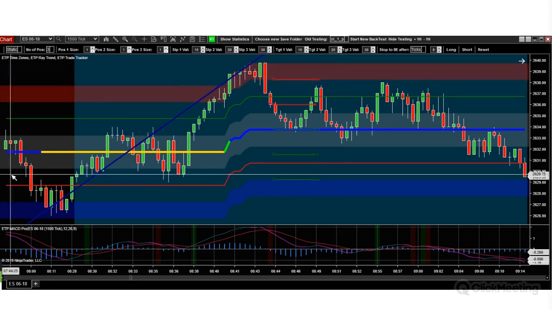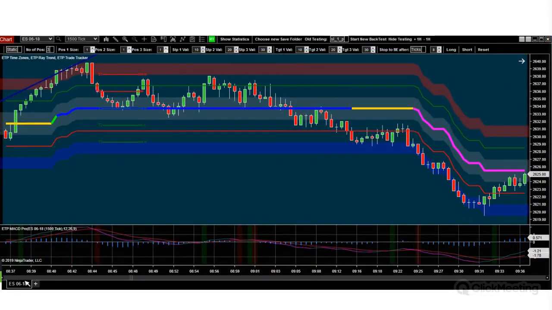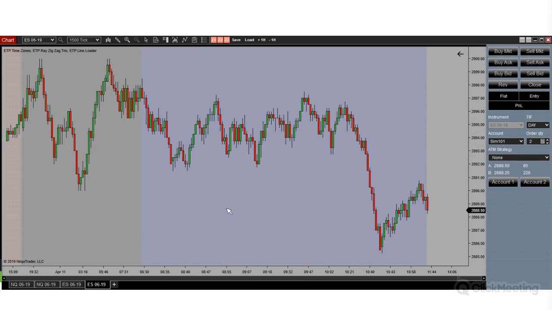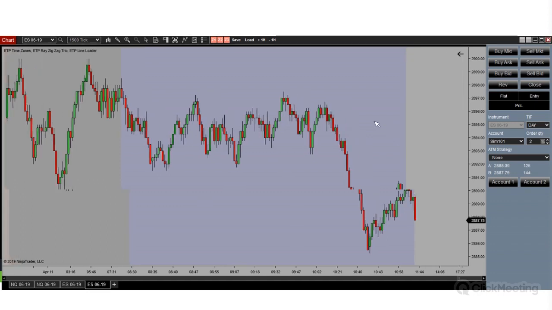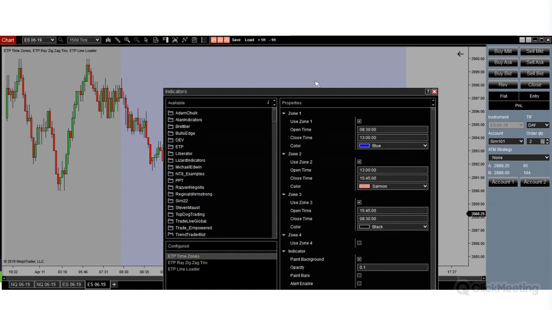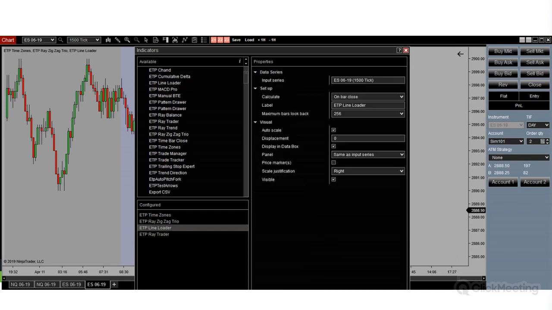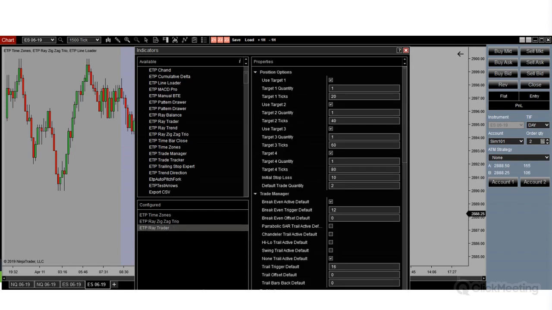Okay, perfect. All right, and Raymond said that he wants to see the trail function of the RayTrader. Give me 2 seconds. Where is it? Need to change workspaces back again to the live one. Okay. Let me know when you have my charts. You should all see my charts. Okay, perfect. Let me put the RayTrader on. I'll get rid of the line loader. Get rid of the zigzag trio.